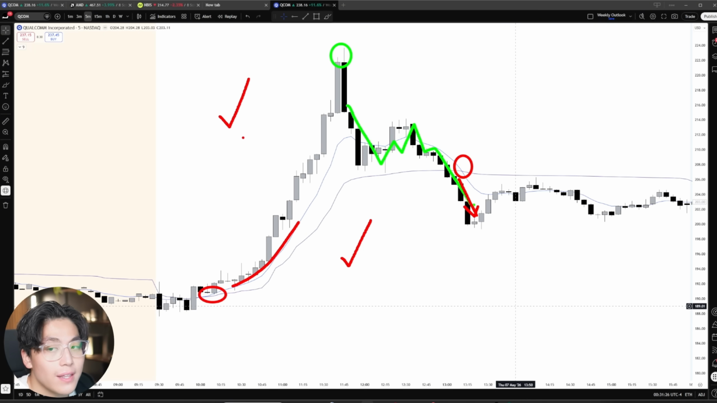A great rule of thumb is to trade this in trending markets. When the markets are consolidating, that's a good sign to be a little bit more patient and you don't want to trade the chop. So with this being said, let's go on to some examples that I have for us today.